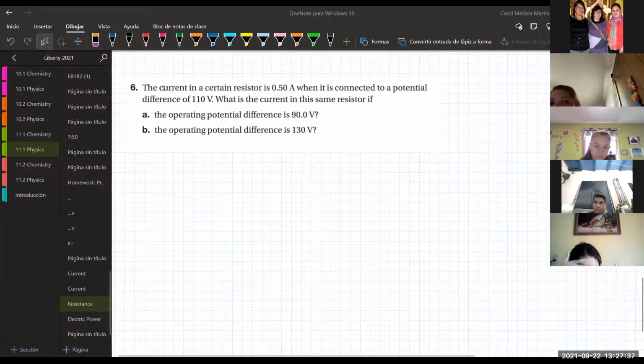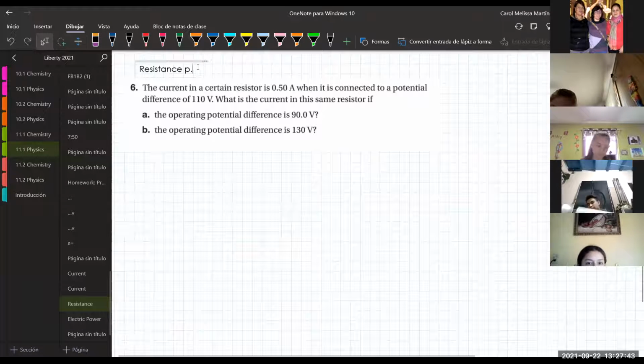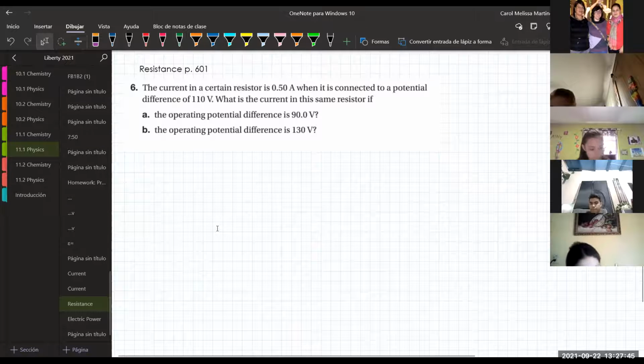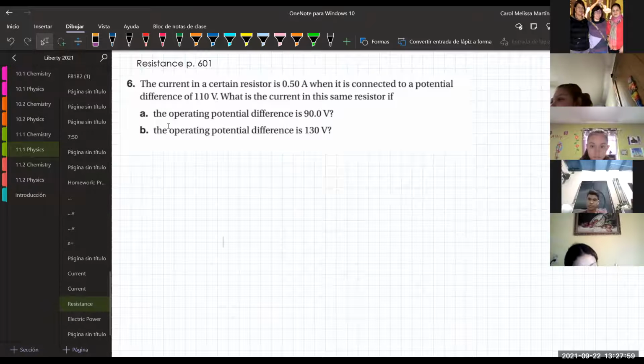Now in exercise 6, this is about resistance. From page 601, if I'm not mistaken. Here it says the current in a certain resistor is 0.50 amperes when it is connected to a potential difference of 110 volts. What is the current in this same resistor if the potential difference is 90 volts, and if the potential difference is 130 volts? So we have two parts in this problem.